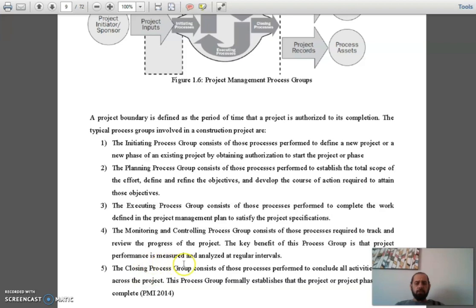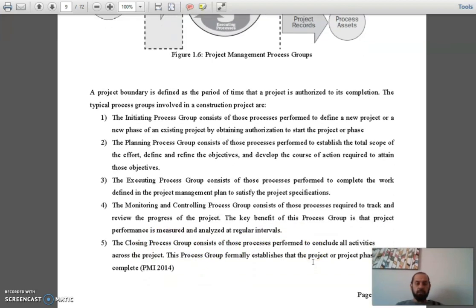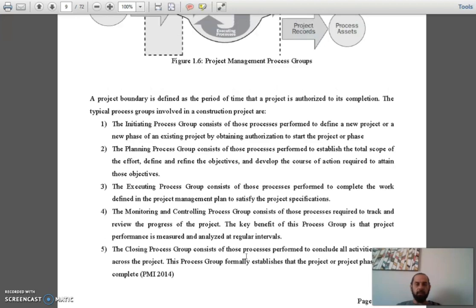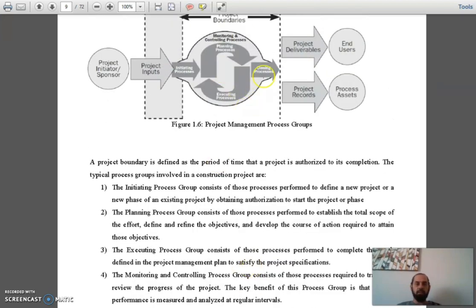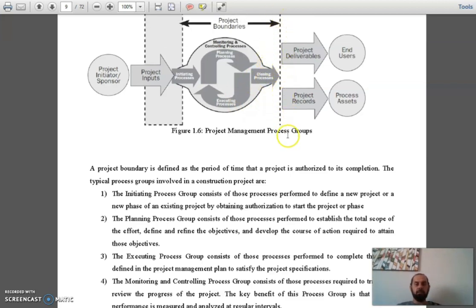And the closing process groups consist of those processes performed to conclude all the activities across the project. This process group formally establishes that the project or project phase is complete. طبعا إذا انتهى المشروع، يعني في هذا مثلا closing process. إذا انتهى المشروع خلاص، بعد ما انتهى المشروع ينتهي المشروع ويصير في حاجة اسمها project deliverables، أوكي، أو project records. تمام. يعني there is a time required for closing the project.